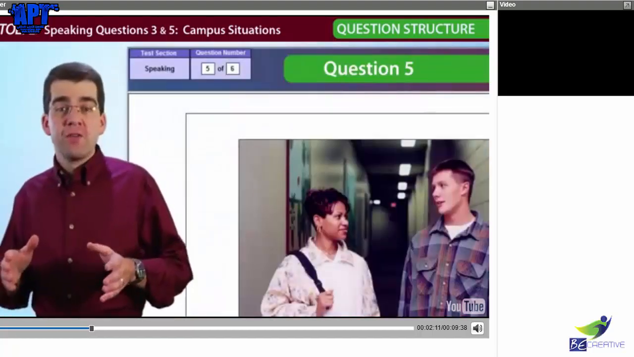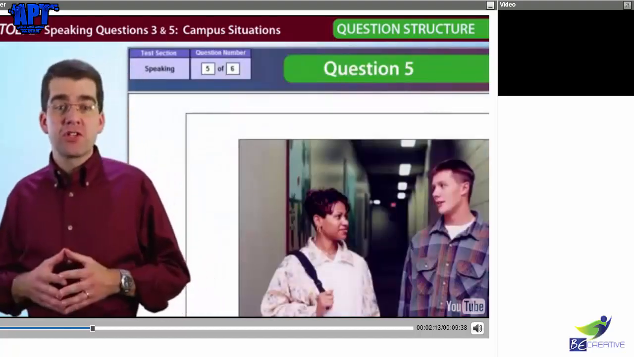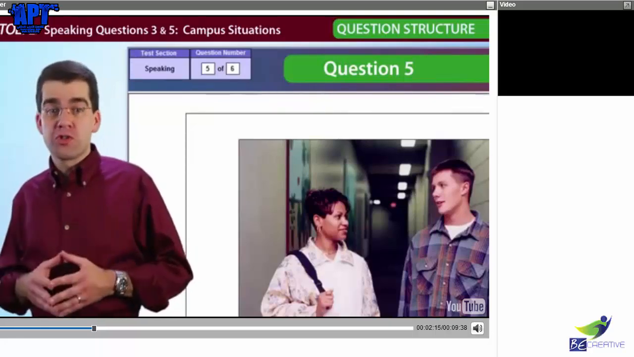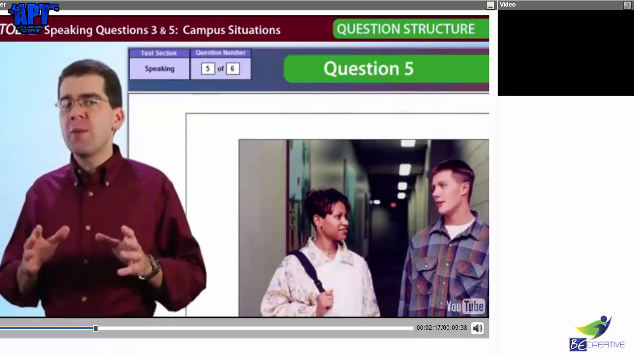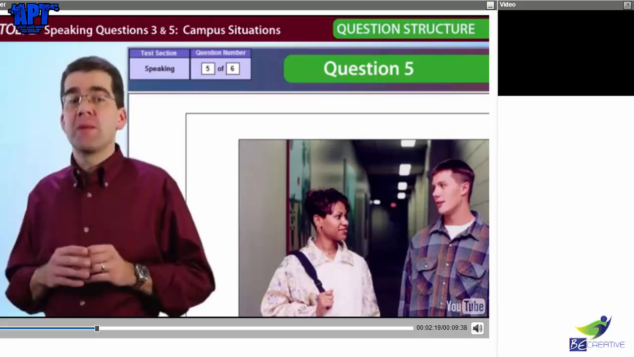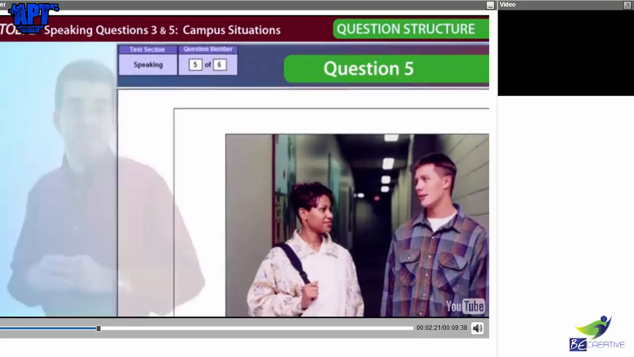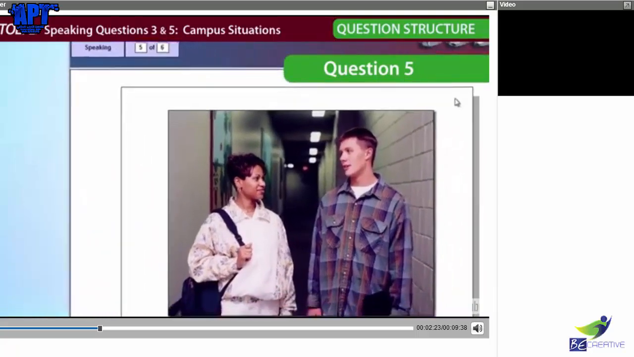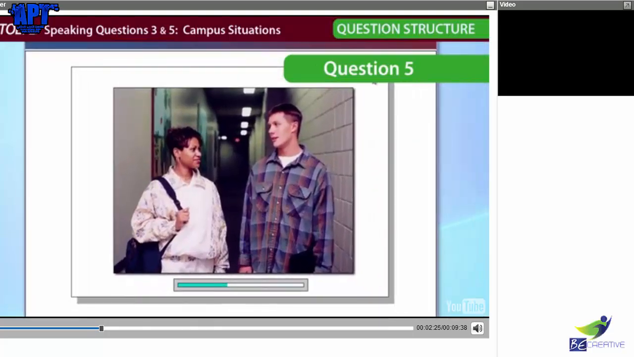For question 5, where the listening passage is a conversation about a campus problem and one or more solutions, you will need to describe the problem and then give your opinion about what the solution should be. Here's the example of question 5 about tutors and study groups.